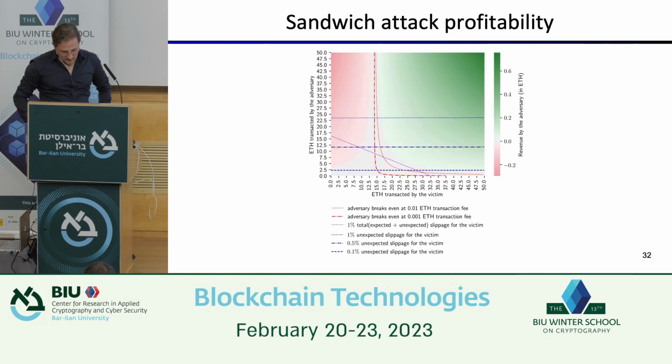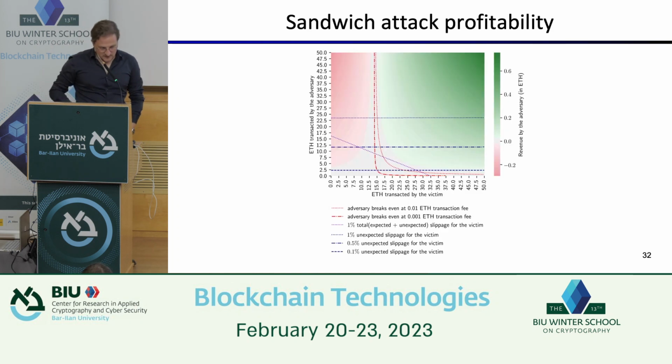Okay, so we have just 3 more slides on sandwich. I think it's good to dig a little into the details of why and when a sandwich is profitable. This figure looks maybe a bit more intimidating than it should be. I'll go through each axis. On the x-axis, you have the ETH transacted by a victim. We're targeting a particular Uniswap pool here.